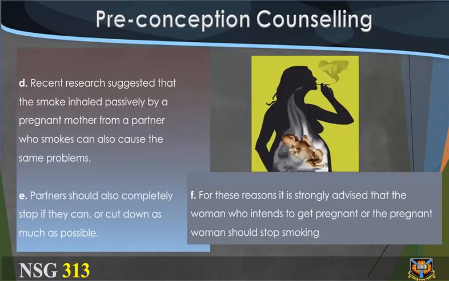D. Recent research suggested that the smoke inhaled passively by a pregnant woman from a partner who smokes can also cause the same problems. E. Partners should also completely stop if they can, or cut down as much as possible. F. For this reason, it is strongly advised that the woman who intends to get pregnant or the pregnant woman should stop smoking.